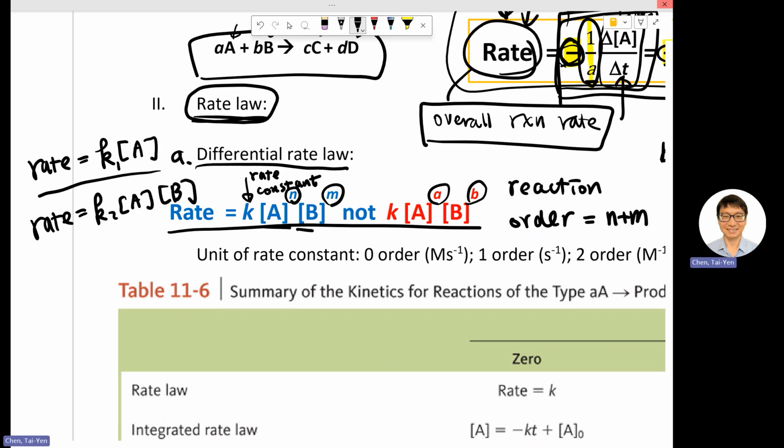In the second example, the overall reaction order will equal 2. It is first order for reactant A, first order for reactant B, but the overall reaction order should be 1 plus 1 equals 2. Okay, one more.